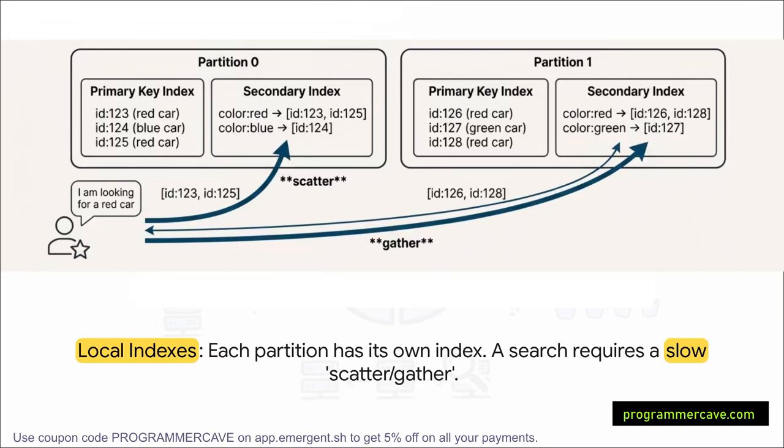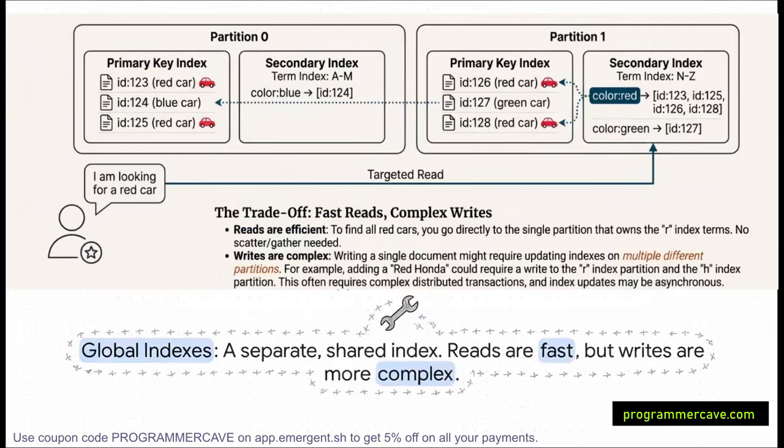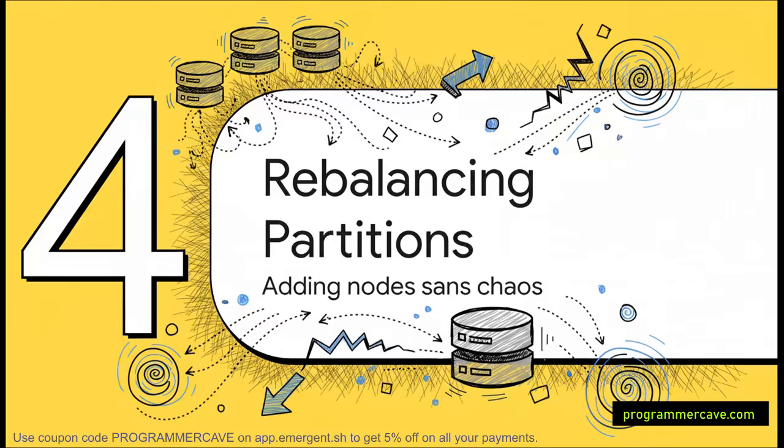as your slowest partition. Now, the alternative is a global index. Here, the index itself is also partitioned, but it's partitioned by the term you're searching for, like the color. So the index for colors A through R might be on partition 0 and S through Z on partition 1. This makes reads super fast. To find red cars, you know to go directly to partition 0. But the trade-off is that writes become way more complex. Adding one new red car might require what's called a distributed transaction, a coordinated write across multiple machines to update both the data partition and the index partition. And that's way harder to manage and can be a lot slower. All right, let's keep moving.